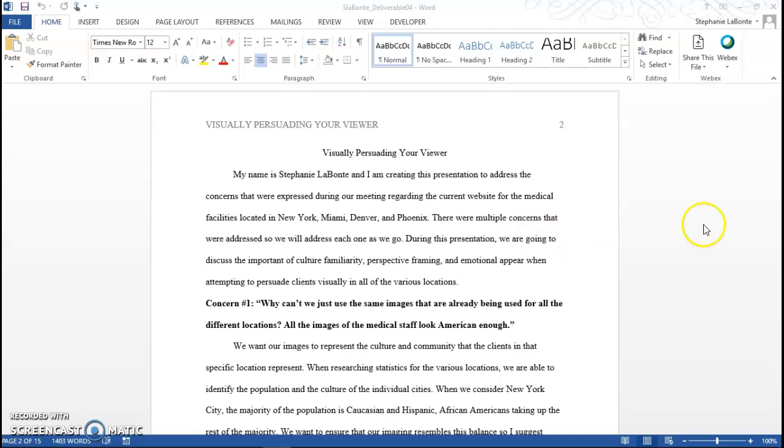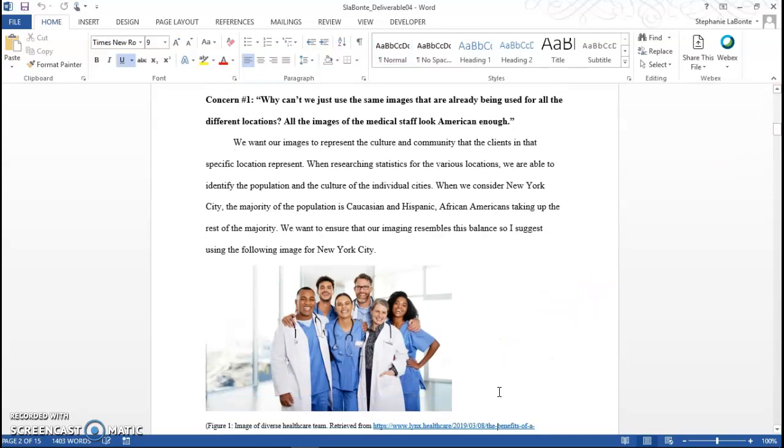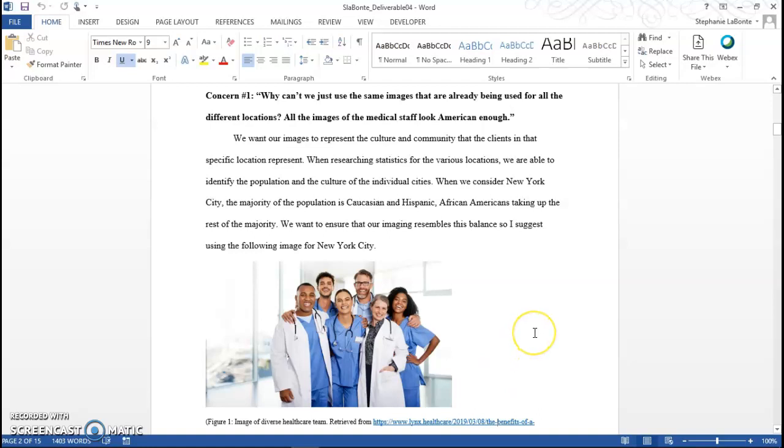Concern number one, why can't we just use the same images that are already being used for all of our locations? All of the images of the medical staff look American enough. We want our images to represent the culture and community that the clients in that specific location represent. When researching statistics off the census page for the various locations, we are able to identify the population and the culture of the individual cities.